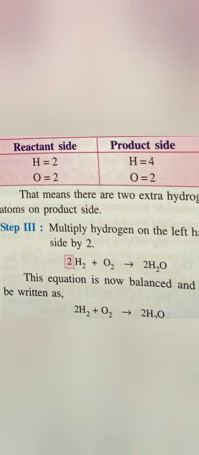In example 3, the reaction of iron with hydrochloric acid, and in example 4, zinc reacts with sulfuric acid to form zinc sulfate and hydrogen. Now, limitations of a chemical equation. Although a chemical equation provides a lot of information about chemical reactions, it has some limitations also.